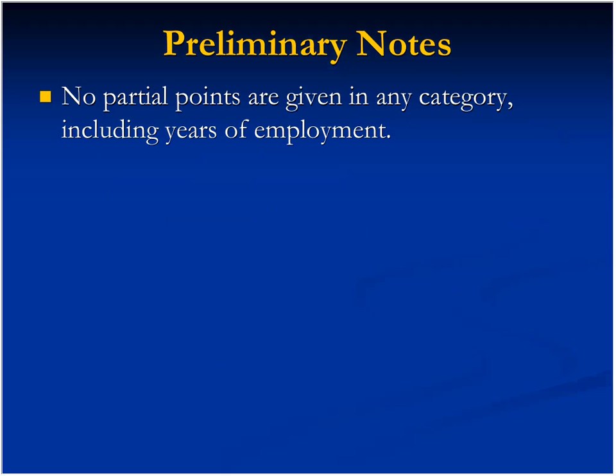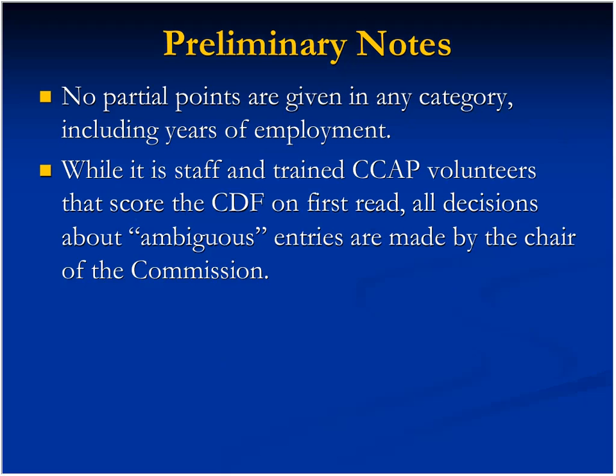Some more preliminary notes about the candidate data form. There are no partial points given in any category, including the number of years of employment. So they're in whole points, or whole digits rather. While it is staff and trained CCAP volunteers that score the candidate on first read, all decisions about ambiguous entries, where it's not clear whether what the candidate has placed in a particular part of the candidate data form actually qualifies for points, are made by the chair of the commission and are final.